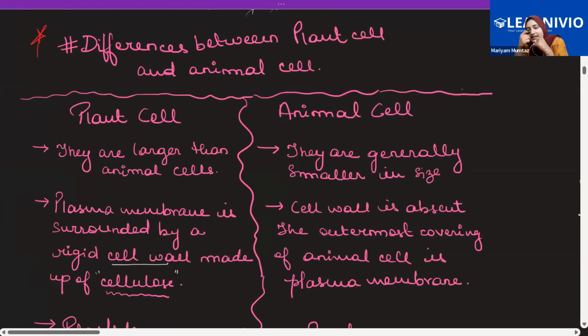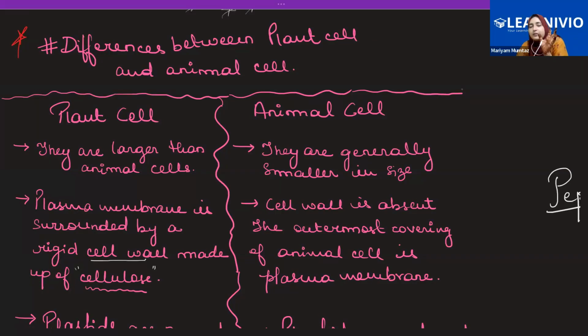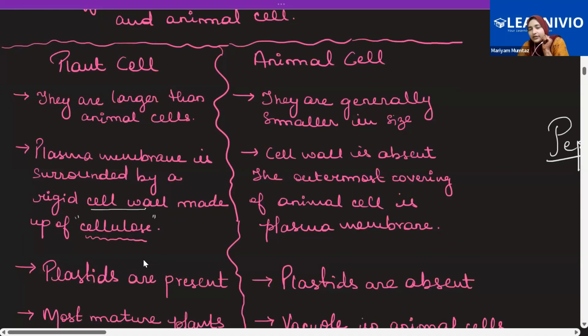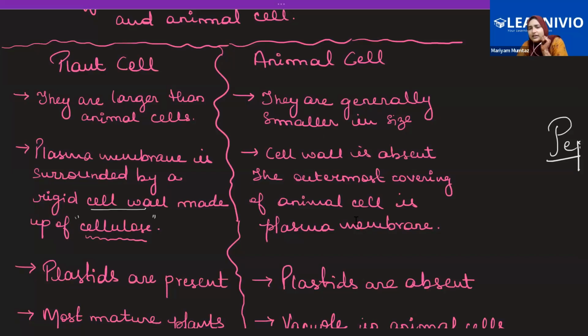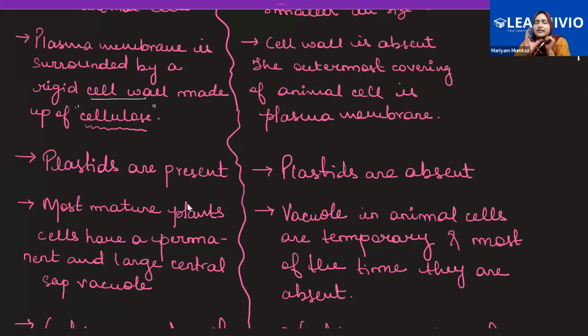Now let us see the differences between the cells of the plant and the cells of the animal. Comparatively, the plant cells are larger as compared to the animal cells. The plasma membrane in the case of plant cell is surrounded by a cell wall made up of cellulose, whereas the plasma membrane of the animal cell is not surrounded by anything, because they do not have a cell wall. In the plants, plastids are present, like chloroplast, whereas in the animals, plastids are absent.